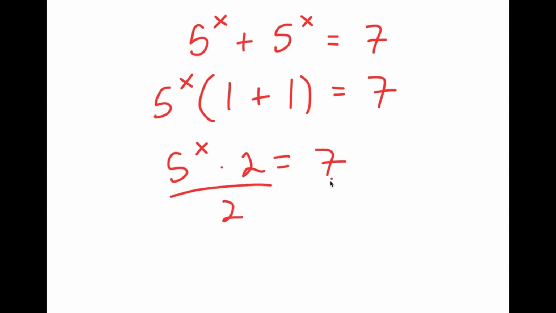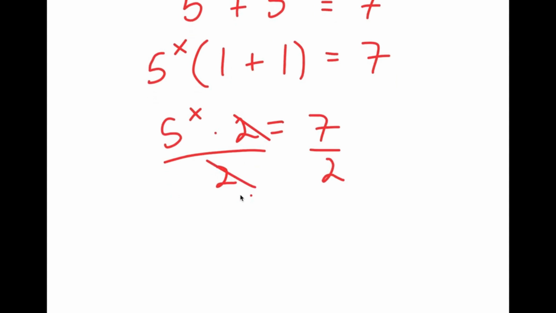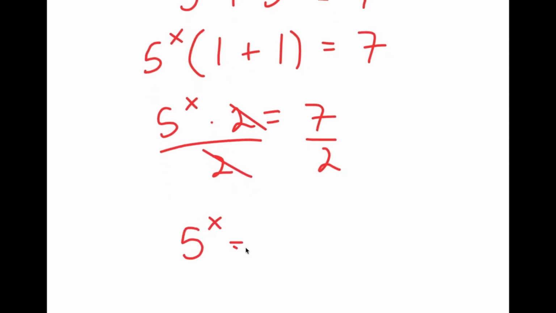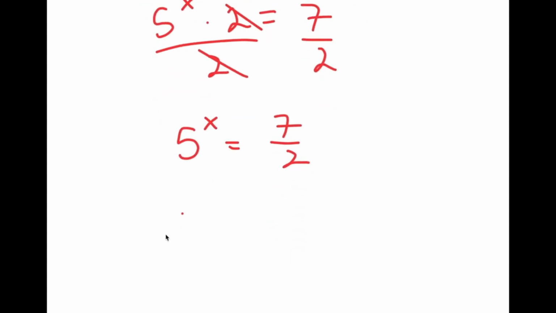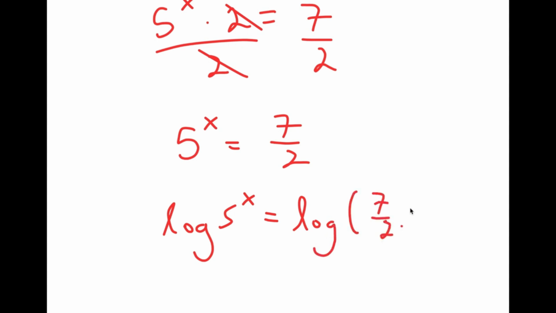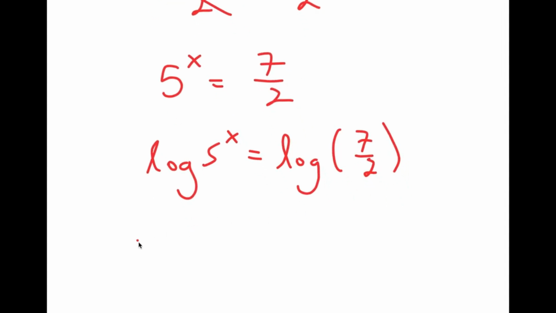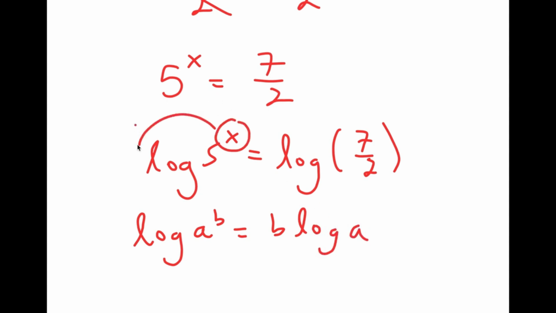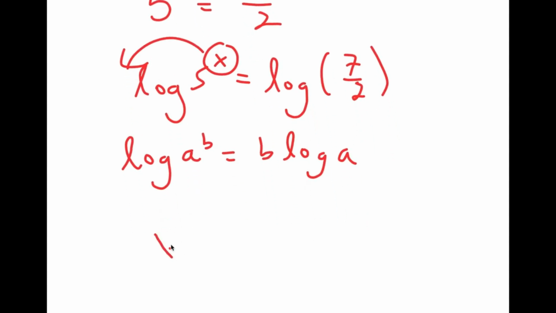Now I'm going to divide both sides by 2. So these two cancel out. And I get 5 to the power of x is equal to 7 over 2. Now I'm going to take the log on both sides. So I get log 5 to the power of x is equal to log 7 over 2. And if I have something in the form log a to the power of b, this is equal to b times log a. So in this case, I can move x to the front. So I get x times log 5 is equal to log of 7 over 2.